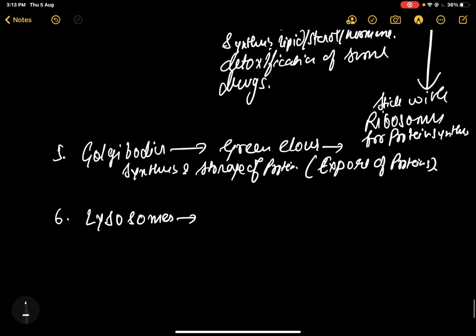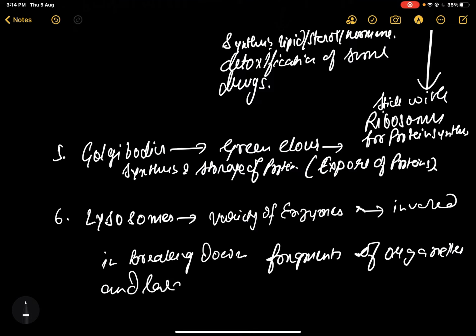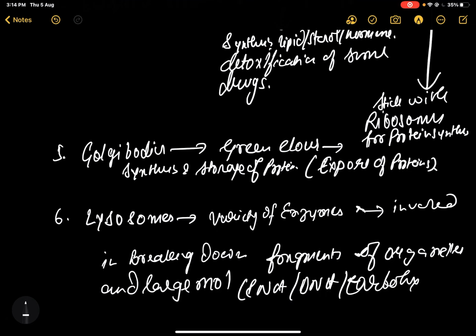So we can see that they contain a variety of enzymes, and they are also involved in breaking down fragments of organelles and large molecules like RNA, DNA, carbohydrates, and proteins.